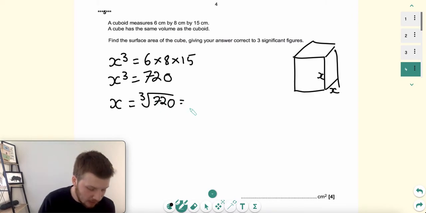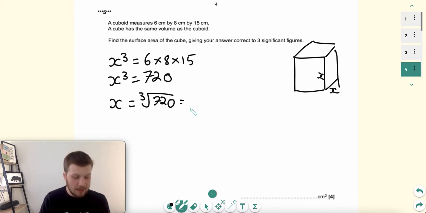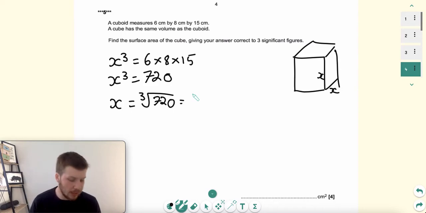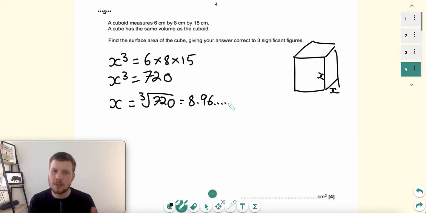Just put that in my calculator. I don't think it's going to give me a nice number. No, it's not. It's going to give me 8.96 something. So I'm going to leave it as the cube root of 720, but just make a little note that it is 8.96 something. I'm going to keep it as a cube root of 720 because I'm not finished with this value. This isn't an answer yet. It's not ready to be rounded. So I don't want to make a rounding error halfway through and then get penalised later on.